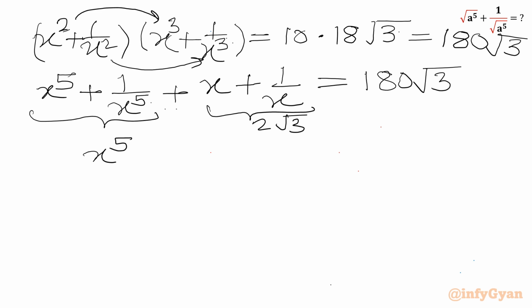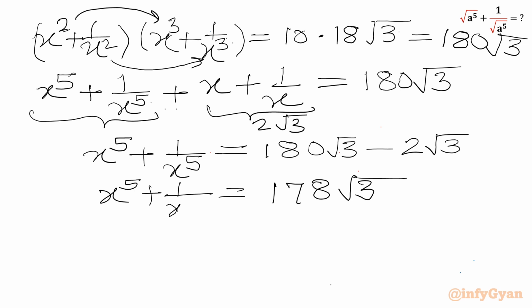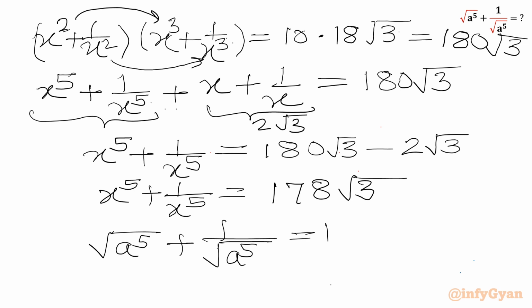I will write x power 5 plus 1 over x power 5 equal to 180 root 3 minus 2 root 3. So I can write our final answer 178 times root 3. x power 5 plus 1 over x power 5, or we can write root a power 5 plus 1 over root a power 5 equal to 178 times root 3. And this brings the end of the video.